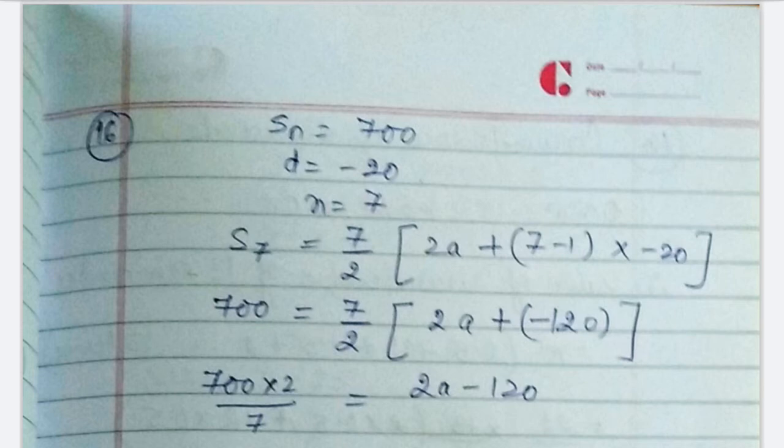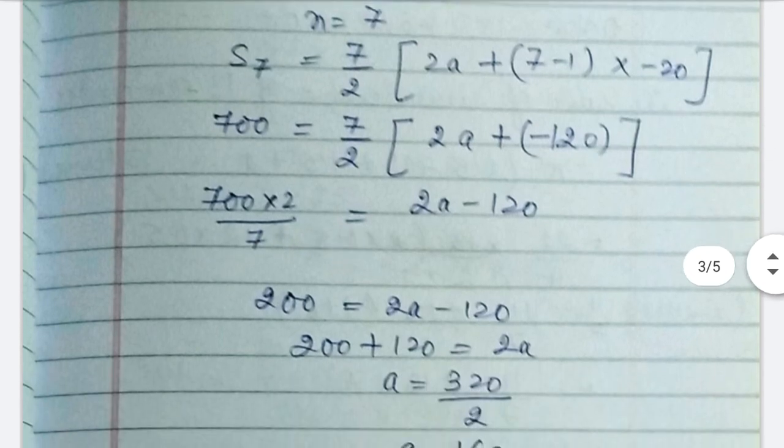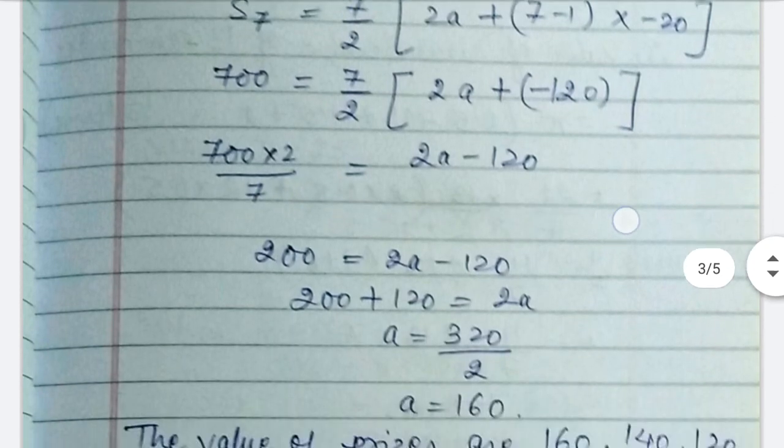Now Sn is 700, D is equals to minus 20, N is equals to 7 here. S7 is 7 by 2, 2A plus N minus 1 into D, that is 2A plus 7 minus 1 into minus 20. 700 is equals to 7 by 2, 2A plus minus 120. Taking 7 by 2 to the left hand side, 700 is multiplied with 2 and divided by 7 is equals to 2A minus 120.